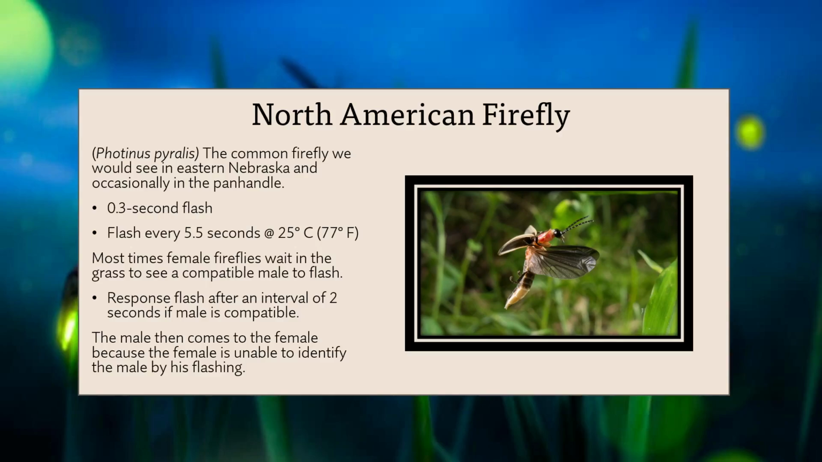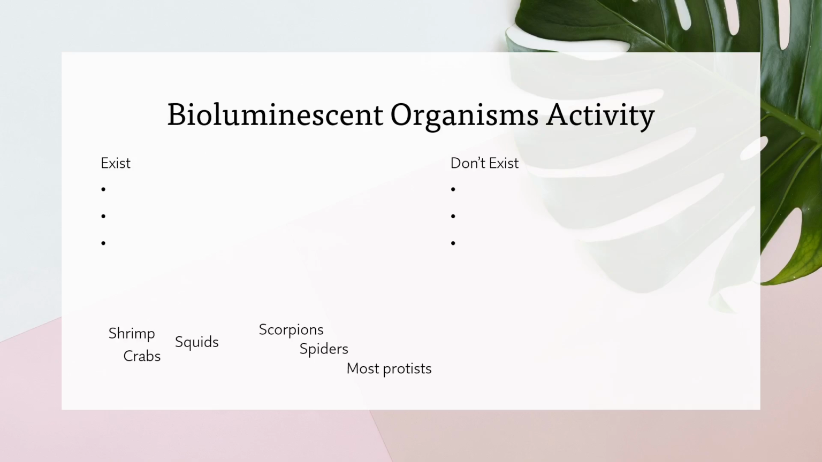Again, I mentioned something about different colors. Sometimes they'll flash green, they'll flash blue, yellow. That's also how some of these species can find their compatible mates and know, okay, hey, this is a potential mate or whatever the situation may be. All right, so enough on that side of things.